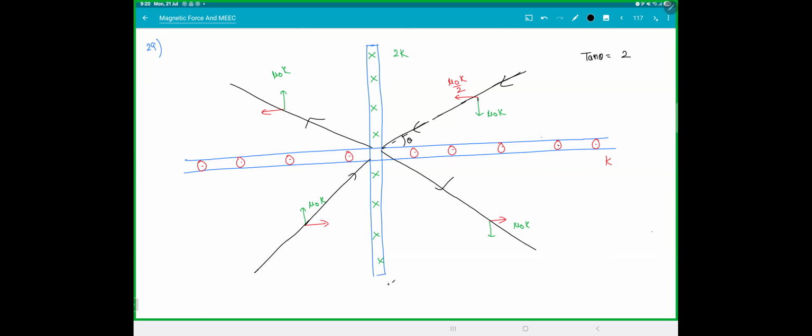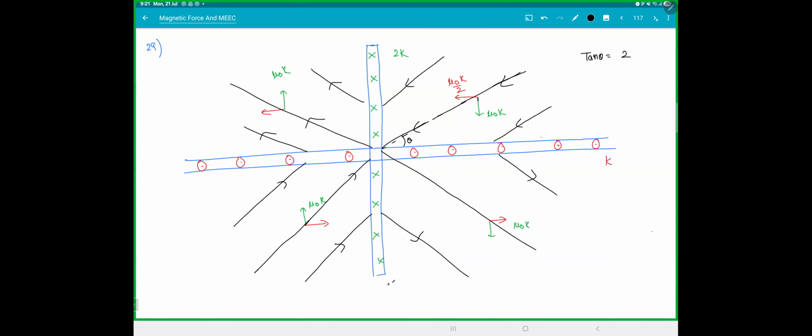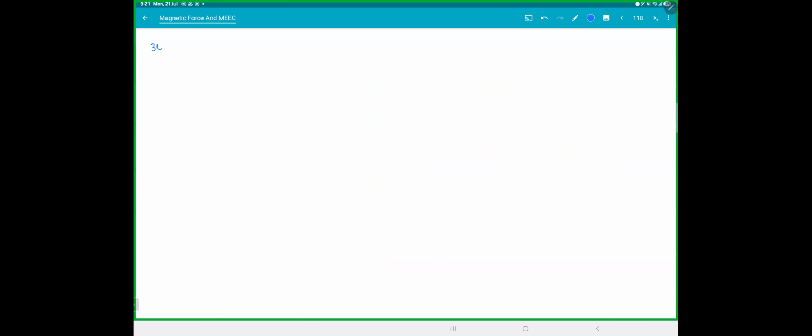Take this as theta, tan theta is 2. Clear with this? This is how they would kind of look like. Clear with this? Next thing.